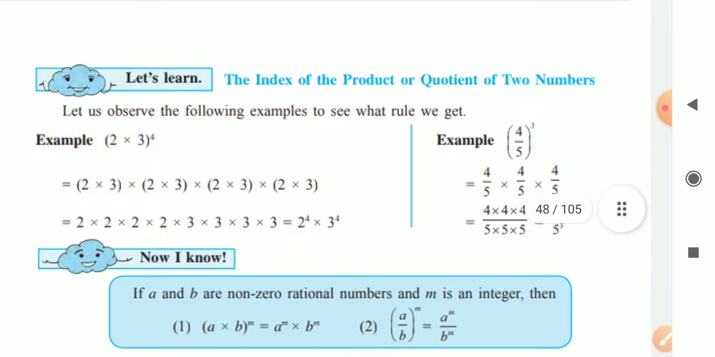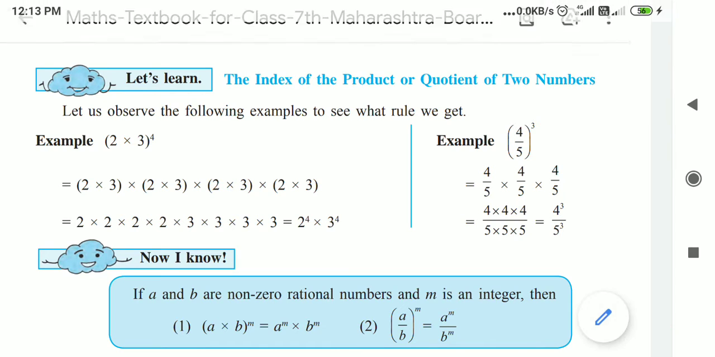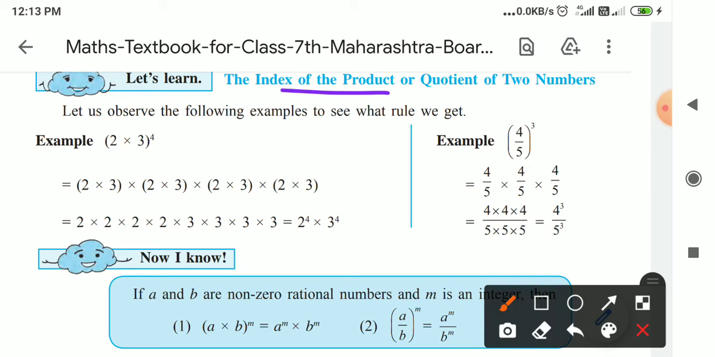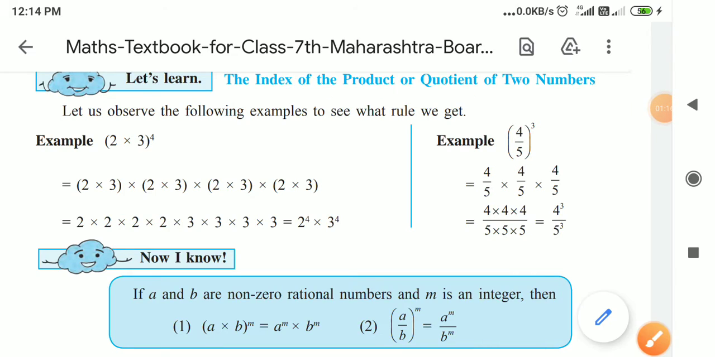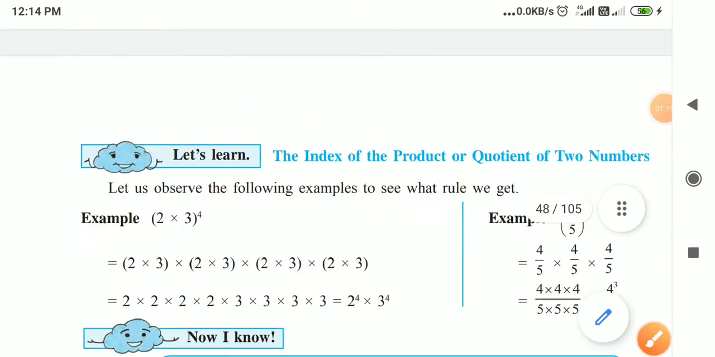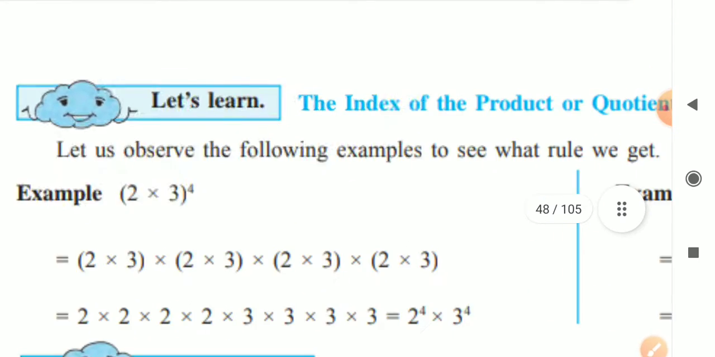Now here, indices: the product and quotient of two numbers raised to a power. Let's learn what the product or quotient of two numbers is, which we are going to see in this lecture. So let us observe the examples to see what rule we get.